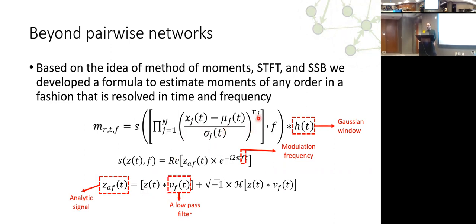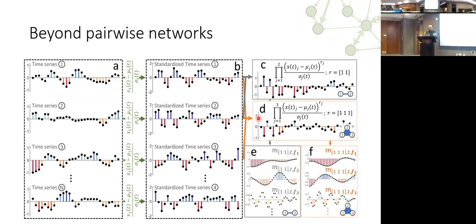For example, if R_j is a vector (1, 1), this results in a time-frequency version of Pearson correlation. If, for example, R_j is a scalar like 2, it becomes variance. And vice versa. So as I mentioned, it's a method of moments. You can estimate moments of different orders, because Pearson correlation is a moment. It's a standardized moment. So the concept, as I mentioned, is very simple.